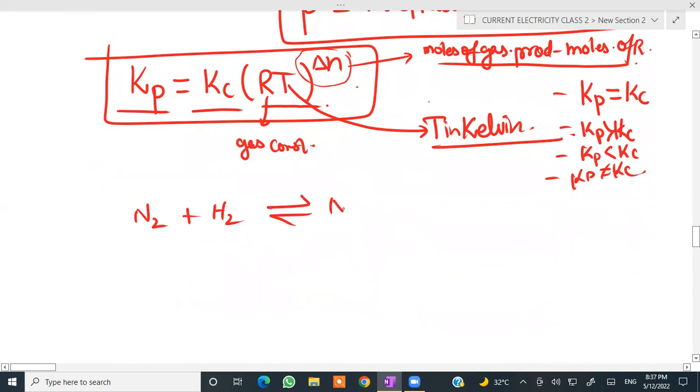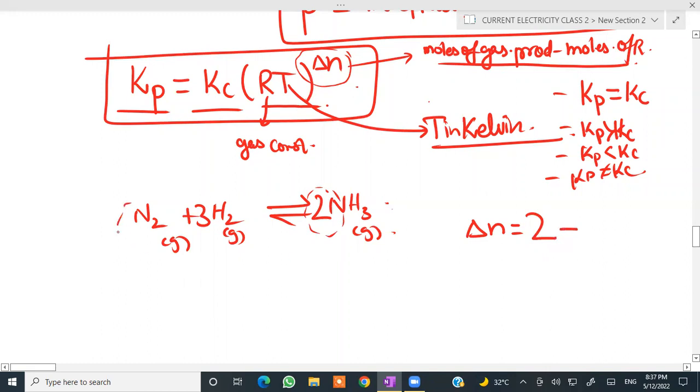Nitrogen plus hydrogen forming ammonia, right? 2 moles of ammonia and 3 moles of this. Take it. Now, these are the gaseous reactants, correct? Now tell me what's going to be the value for delta N. How many moles of gas are there in the product side? 2 moles? What are the total number of moles on the reactant side? 4 moles, right? 3 plus 1, it's 4. So 2 minus 4 will give you -2. So delta N in this case is -2.